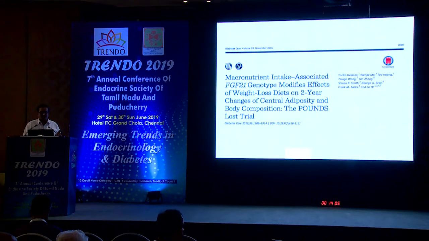So suppose somebody's got a particular genotype of FGF21, they will lose weight only with a low fat diet. They may not benefit with a low carbohydrate diet. So you can actually tailor your weight loss management based on some of the genetic testing available. So again, precision testing for what kind of therapy you're going to offer.